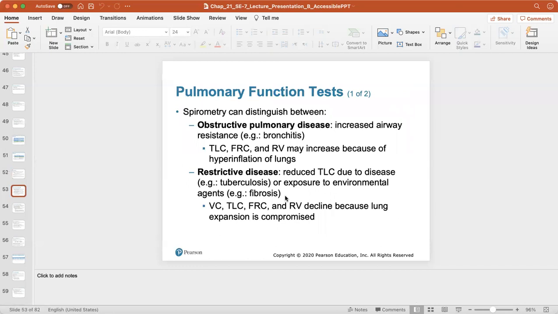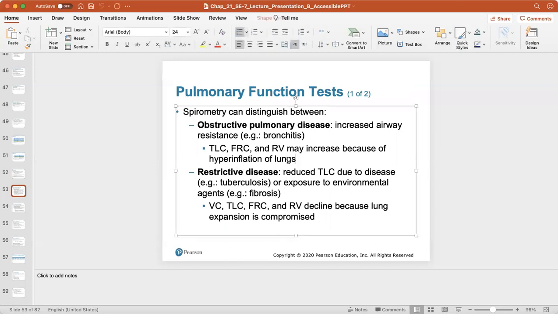A spirometry measurement can distinguish between an obstructive pulmonary disease, such as bronchitis, that shows an increased airway resistance. The lung capacities that will be increased will be those shown there. And a restrictive disease will show reduced total lung capacity due to disease like tuberculosis or exposure to environmental agents like fibrosis.